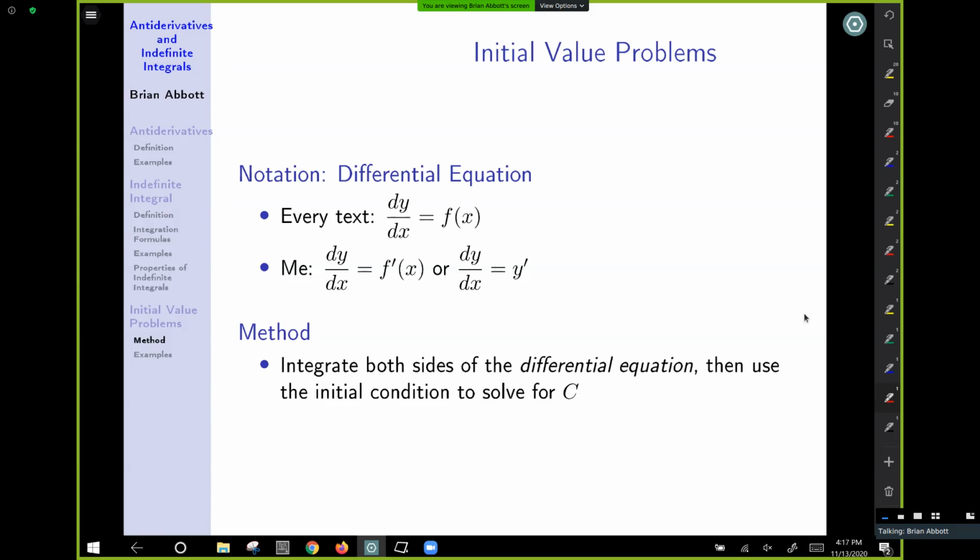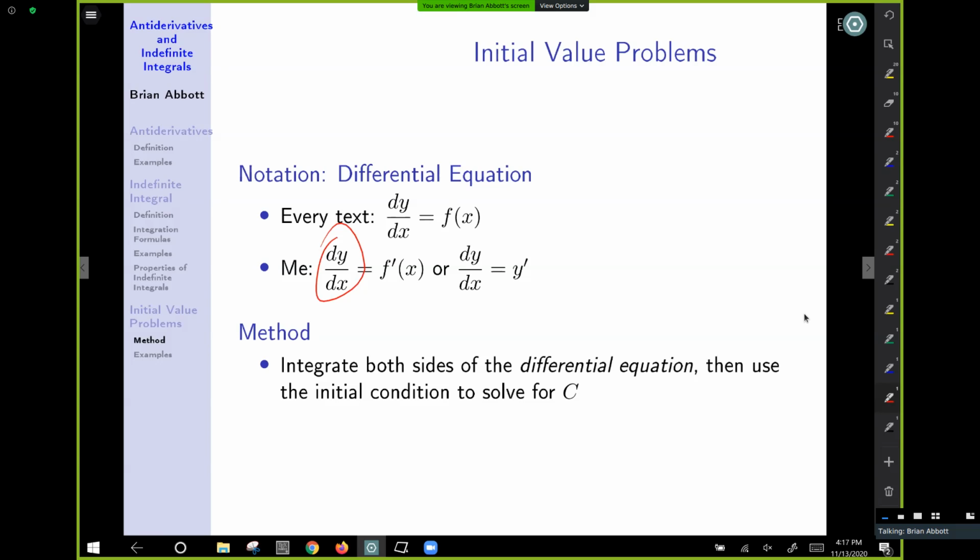Okay, so without even telling you what an initial value problem is, let's just tell you the method. You integrate both sides of a differential equation. So a differential equation is going to be something that has a differential expression in it, like the derivative, and then use some provided initial condition to solve for c. Okay, that was pretty brief, wasn't it? But let's look at this.